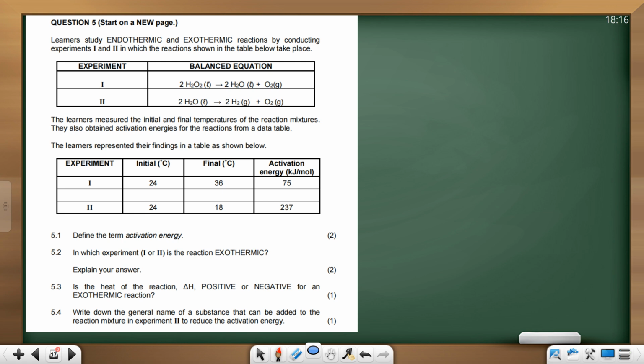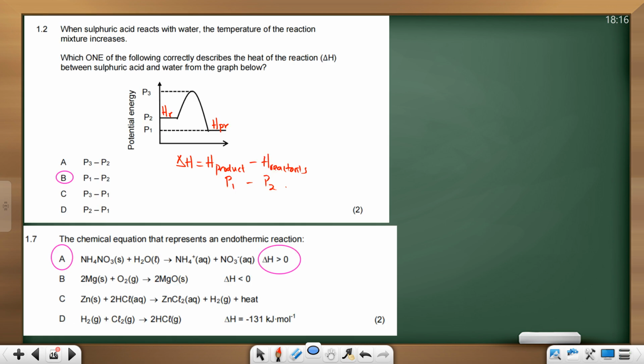Look at something here. Experiment 1, 24 to 36. May I quickly ask you something here? 1.2, is it an endo or an exothermic? That graph. Is it an endothermic or an exo? That's very important.